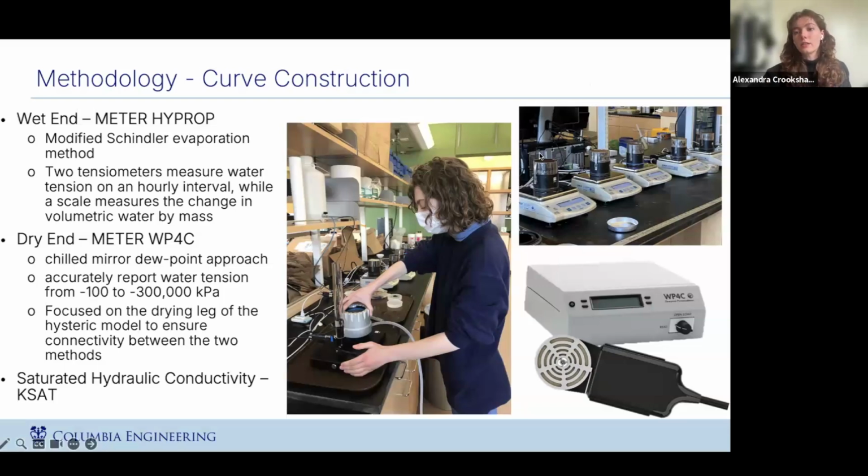And that continues until the two tensiometers cavitate. At that point, we take two smaller subsamples from that big sample and transfer them to the WP4C, pictured just below, which uses a chilled mirror dew point approach. This is more suited to the dry end, so it can accurately report water tension from -100 to 300,000 kilopascals.